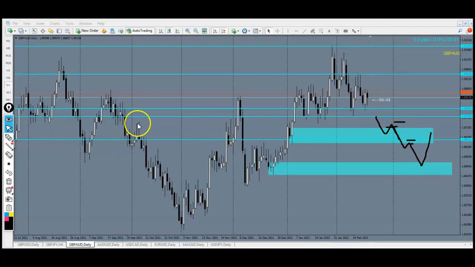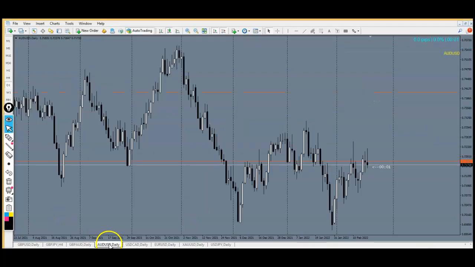The same thing for the up move. If it's going to do an uptrend, the same thing happens there. Okay, lovely. Let's move quickly to the pound Aussie.